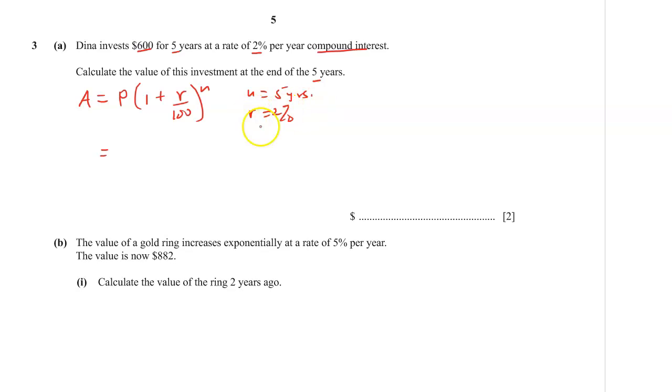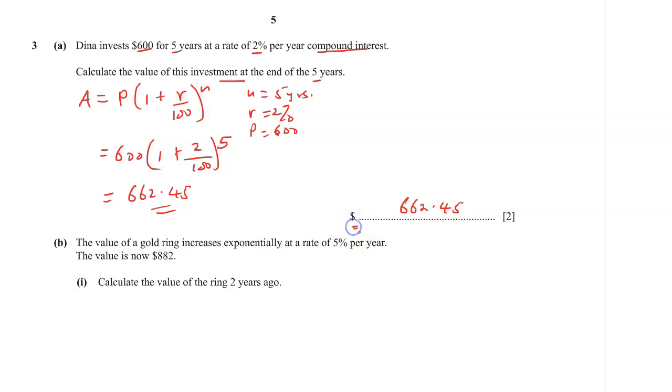Therefore, P is $600. So $600 times 1 plus 2 over 100, raised to power 5. When you do your evaluation correctly, you'll get 662.45. That is the amount she will have at the end of 5 years, about $662.5.